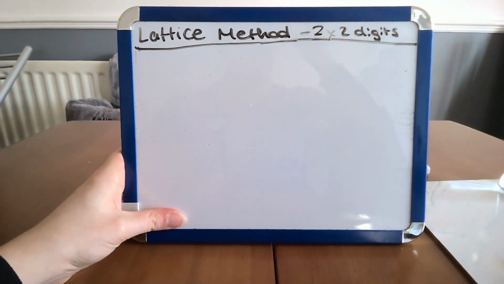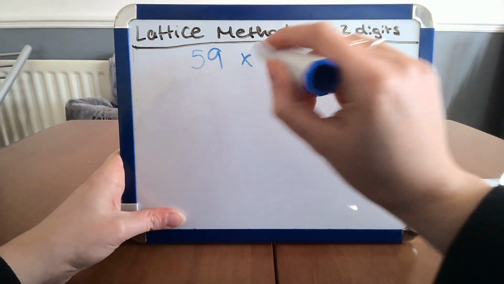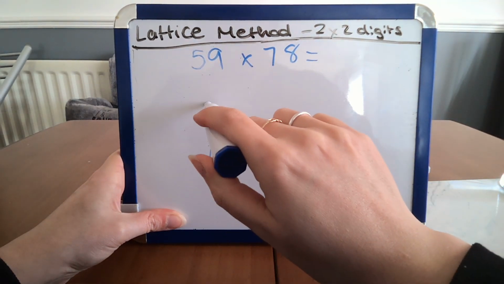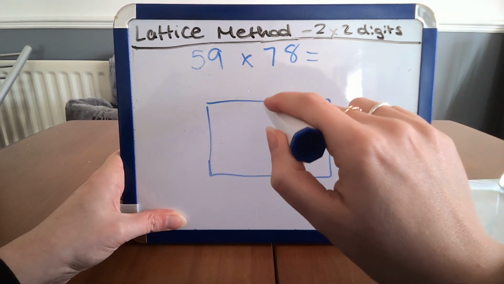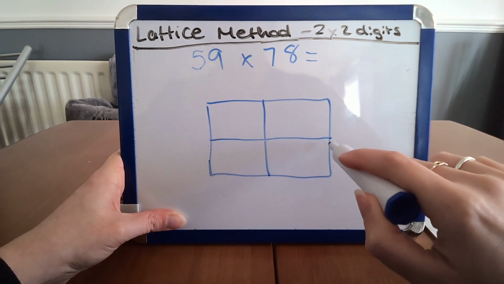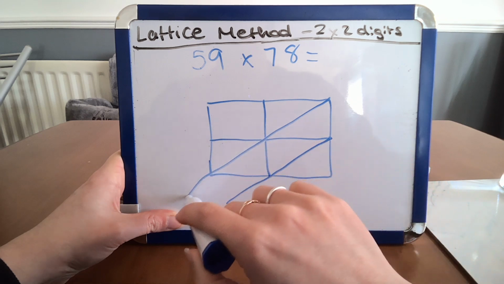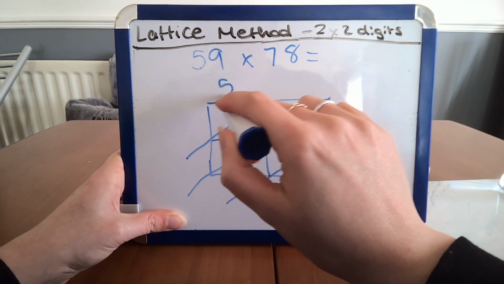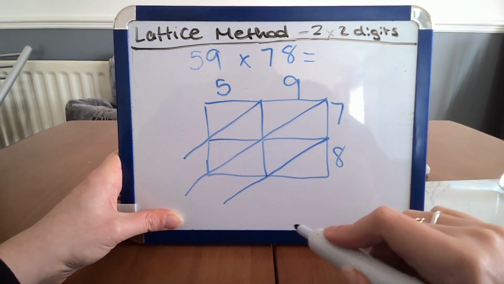Okay, so another 2-digit by 2-digit would be 59 times 78. Again, I start with my rectangle. 2-digit number, so I split it in half. This is also a 2-digit number, so I split it in half again. I then take these sections and split them diagonally. And I separate out my numbers. So 59 becomes 5 here, 9 here, 7 here, and 8 here.